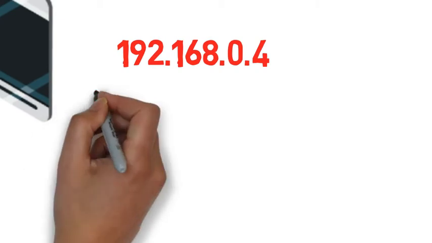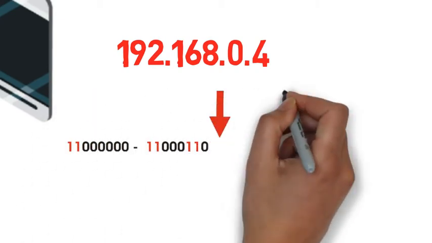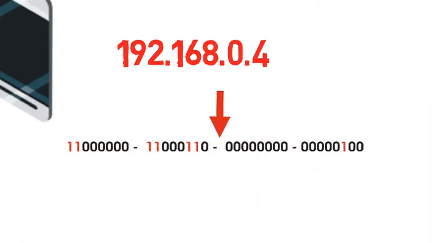Talking in computer language, this IP address, 192.168.0.4, is meaningless, and that's because computers only understand binary format. Binary format only uses zeros and ones. This is the translation from decimal to binary, which computers and network devices can read.